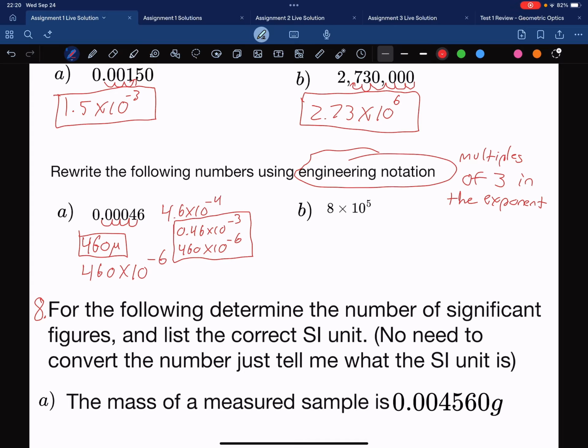8 times 10 to the positive 5. So we could say 0.8 times 10 to the positive 6 as a possible solution. Move the decimal once to the left so that we can increase the 5 once, and that would be completely valid. Or you could say 800 times 10 to the 3. I would have taken either solution there.